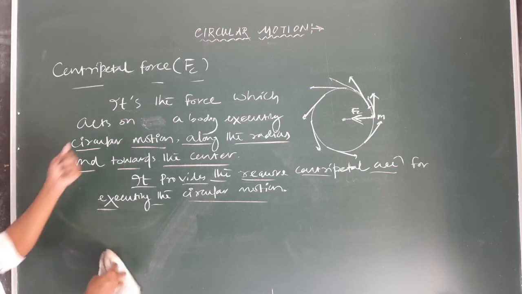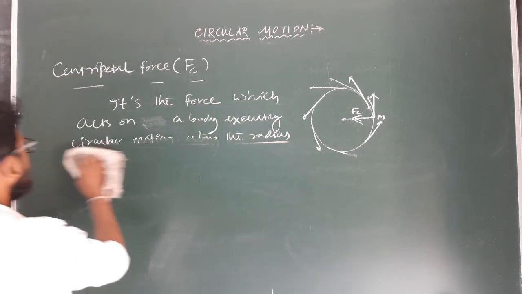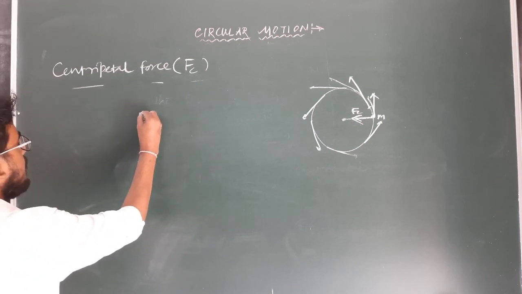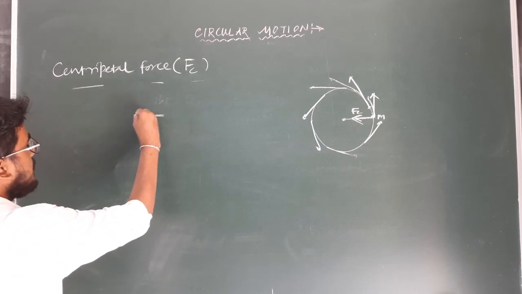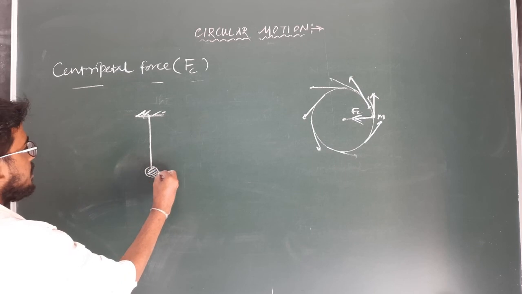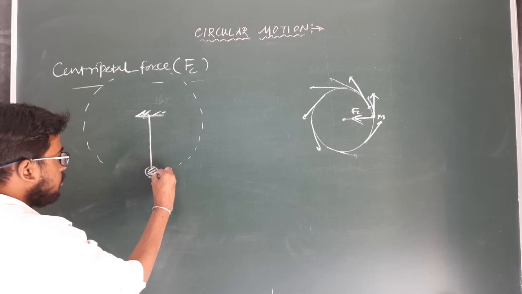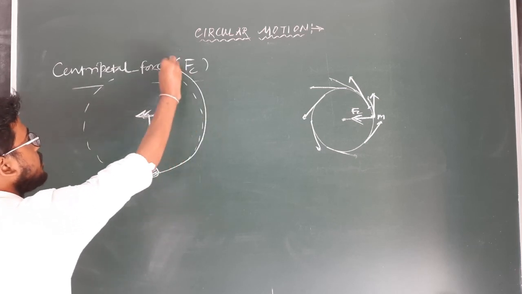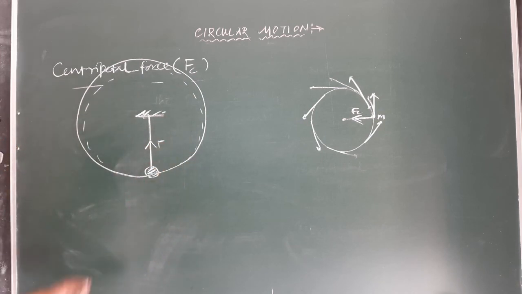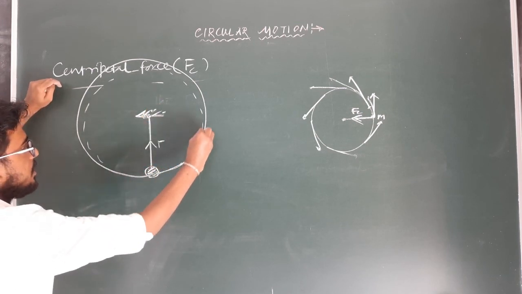Clear? So this centripetal force can be any type of force. For example, if a metallic bob is fixed with a string, and this bob is executing a circular motion like this, in this case the force which is responsible for this circular motion of the bob is what? The tension along the string, because this is the force. If we take this as the center and this is the radius, the path will be like this.